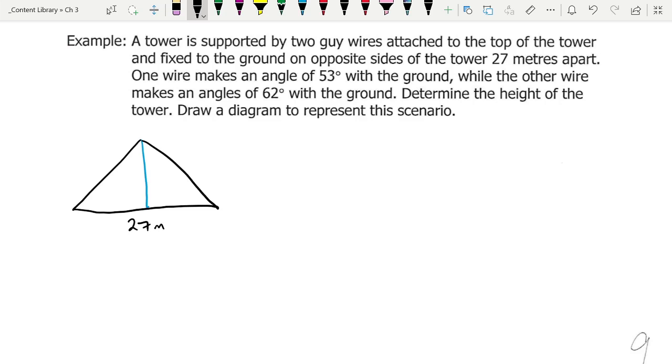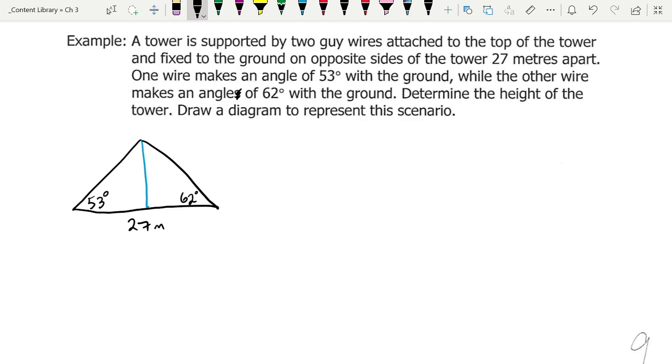One wire makes an angle of 53 degrees with the ground. The other wire makes an angle of 62 degrees to the ground. And there's my picture. I'll make a question like this worth like 4 marks or 3 marks, and one of those marks, or at least a half of one of those marks, is just putting the picture down and labeling it properly.